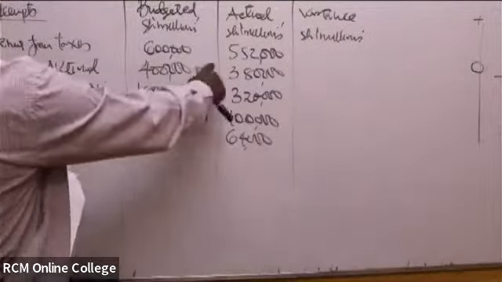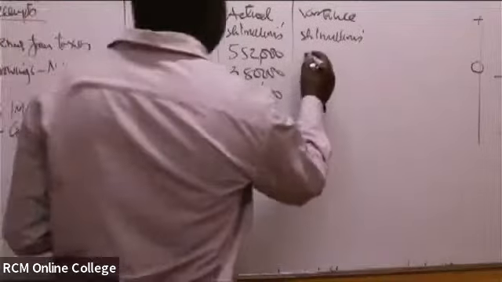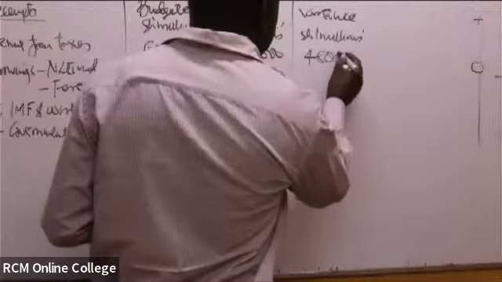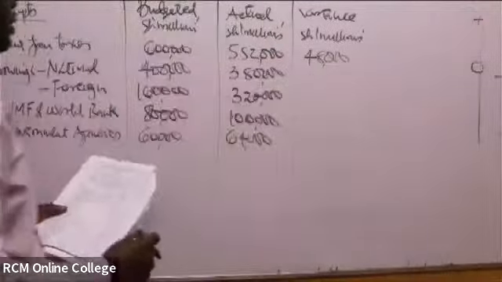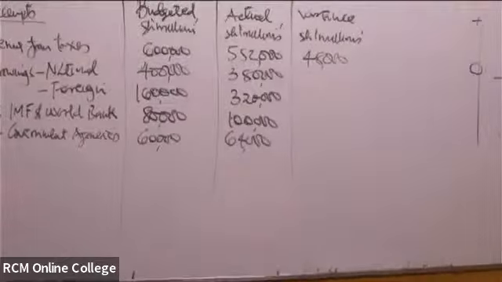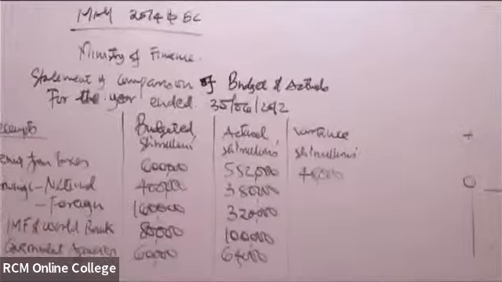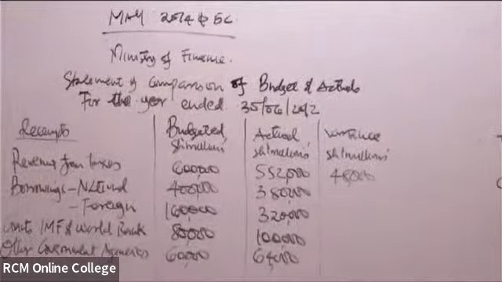So for this one, you can see the difference is how much? It is 48. Is this one favorable or adverse? It is adverse. It is adverse because it is not in their favor.